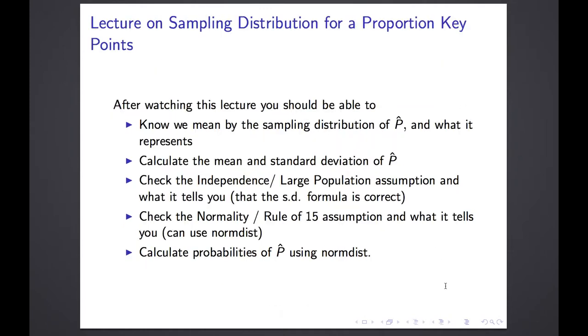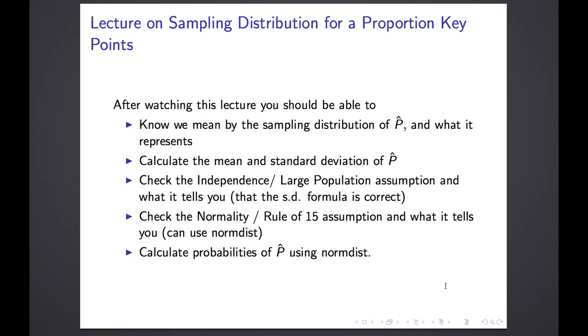Okay, so after watching this lecture, here's what you should be able to do. You should know what we mean by the sampling distribution of p hat and what it represents. It represents all possible values of p hat for each sample you could imagine taking from your population. You should be able to calculate the mean and standard deviation of p hat. Mean is p, standard deviation is the square root of p times 1 minus p over n.